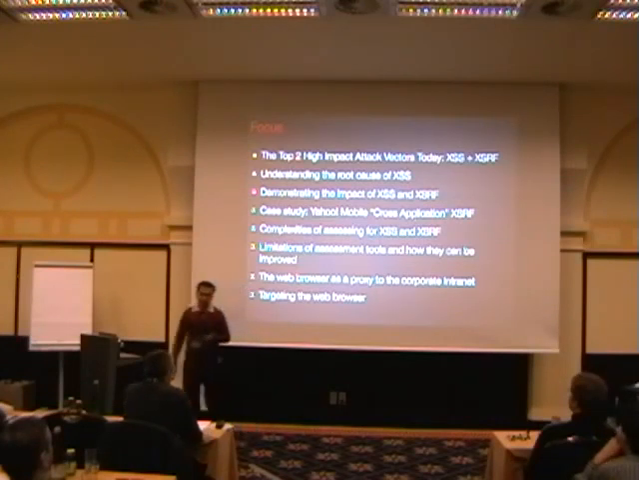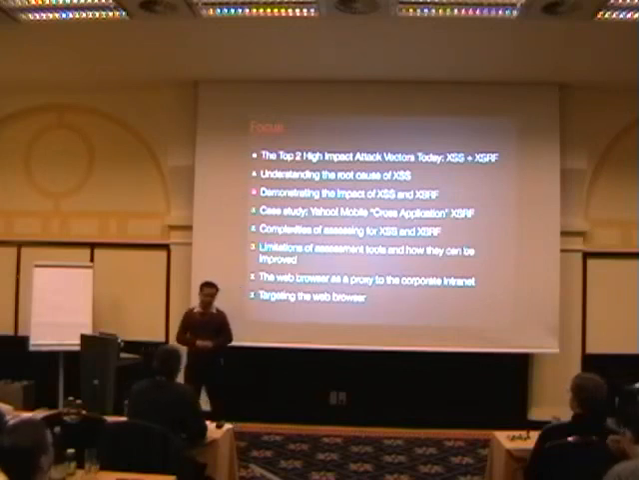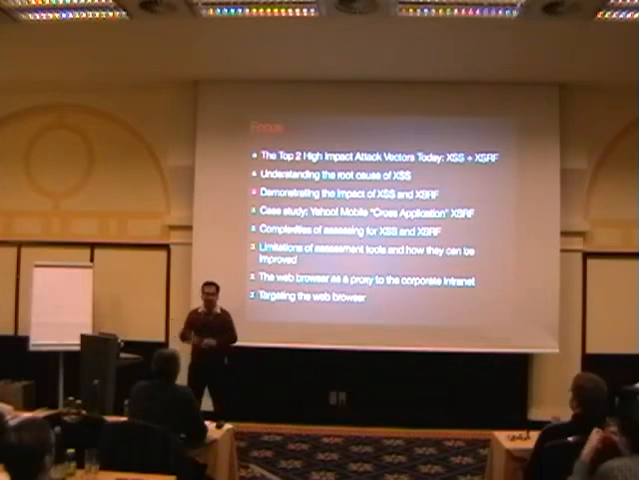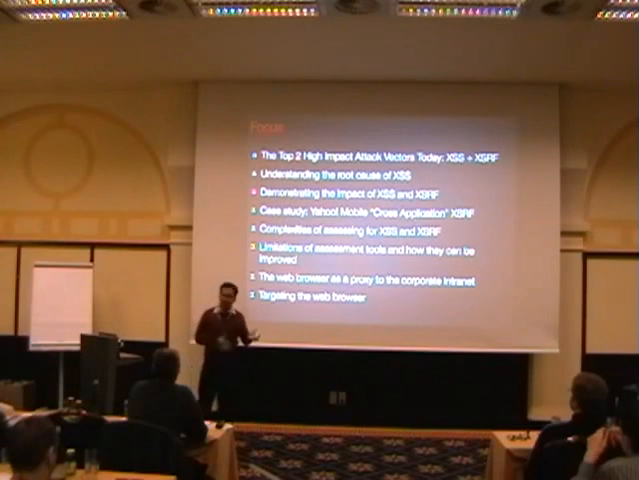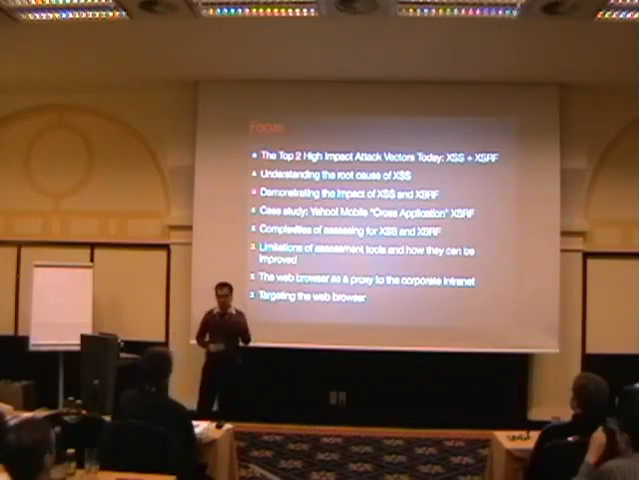We need to do a better job of demonstrating impact of these high-risk attack vectors. I want to go through a case study where I found an XSRF issue in one of Yahoo's mobile applications, and there is a reason why this is a lot more interesting to me, and we'll talk about that. We'll talk about the complexities of assessing for XSS and XSRF. And of course, again, I'm picking on these two attack vectors, but when I start talking about complexities and automated tools, I hope what you will take away from this talk is not just XSS or XSRF, but in general, that there are some flavors of attack vectors that automated tools can never find. But at the same time, let's talk about what we can do to make these tools better.